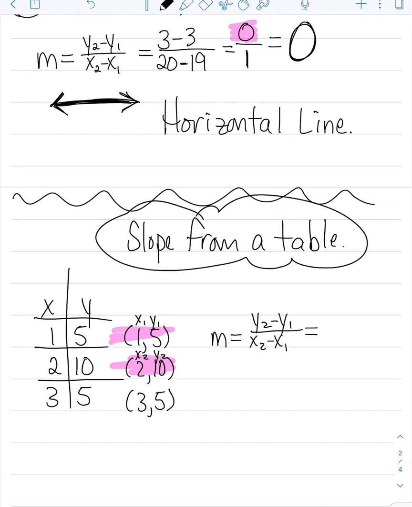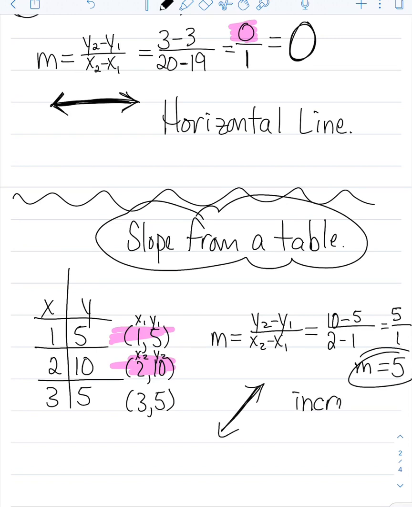Now let's create the ratio or the fraction. Second y, which is 10, minus the first y, which is 5, over the second x, which is 2, minus the first x, which is 1. 10 minus 5 is 5, 2 minus 1 is 1, 5 divided by 1 is 5, so I have a slope of positive 5, and since it's positive, it will be an increasing line. You won't always be asked to describe the line, but I want you to understand how.